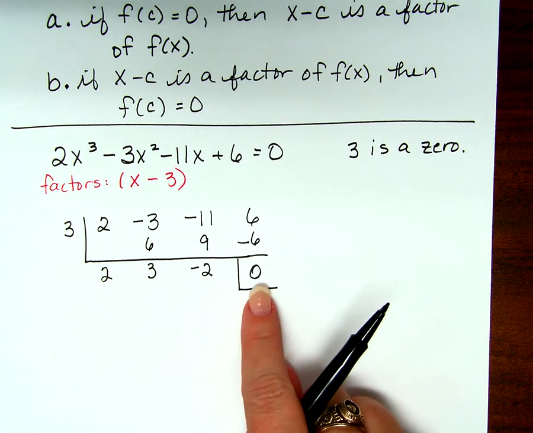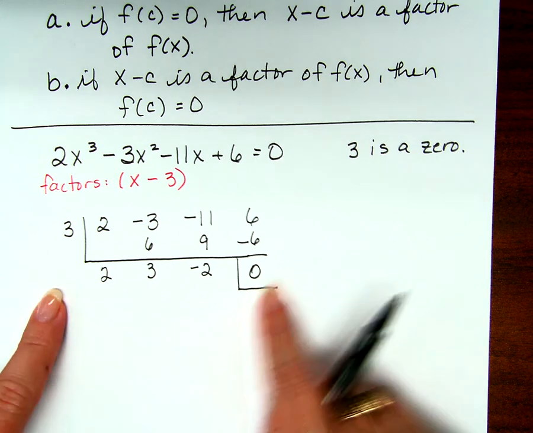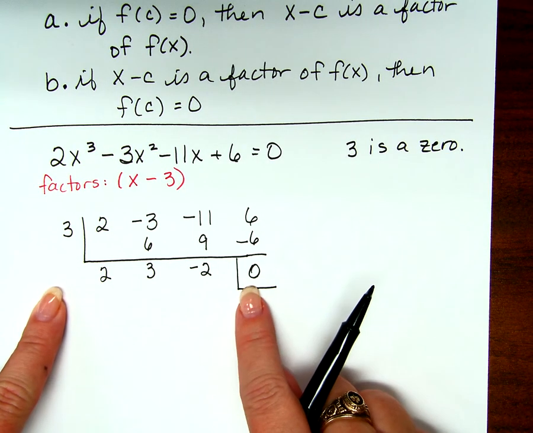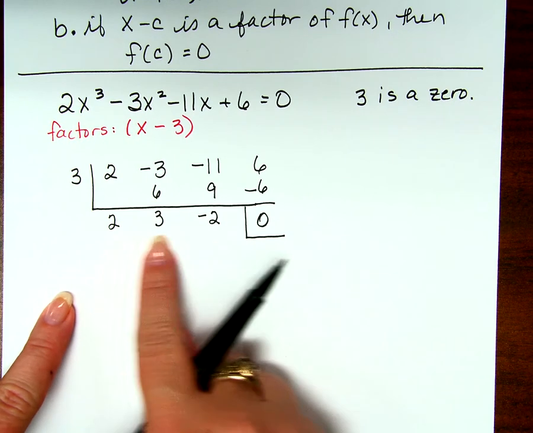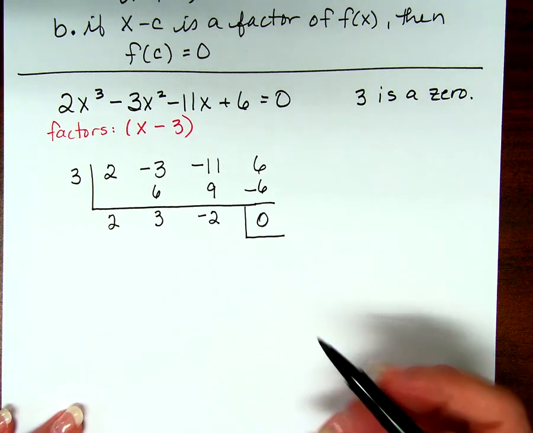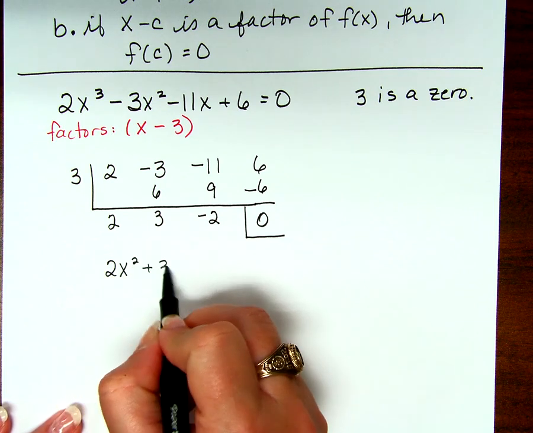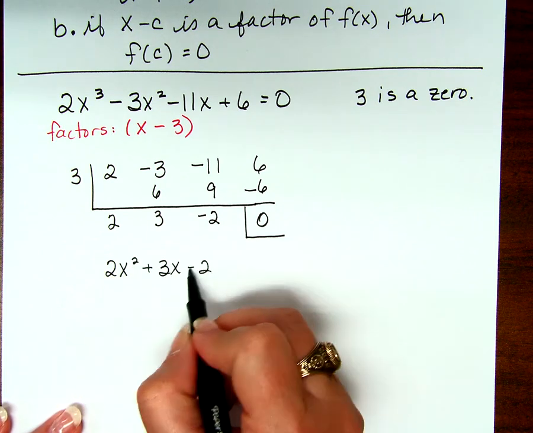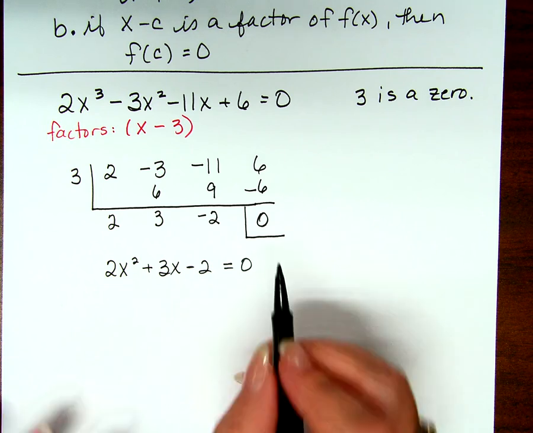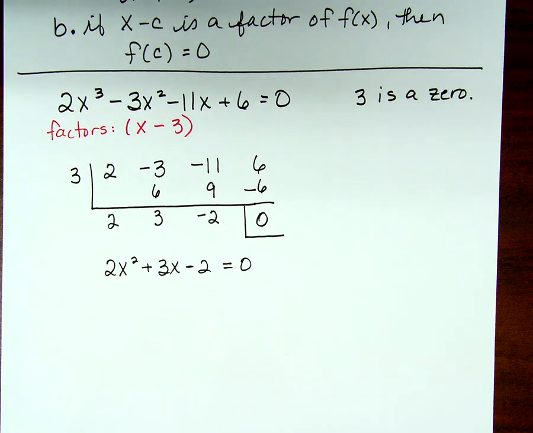Did I know that should have been a 0? Yes, right? It told me 3 is a 0, so that means I'm going to get 0 as my remainder. So what do I have left? Convert it back to an algebra sentence. 2x squared, good, plus 3x minus 2. Now this is something we're trying to solve, right? How should we try to solve this? Well, that's a trinomial, isn't it? We know how to factor a trinomial, so should we try to solve it by factoring?